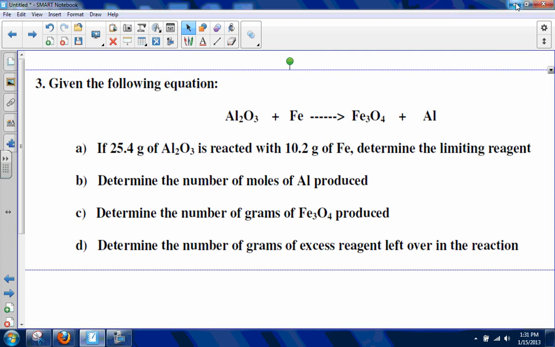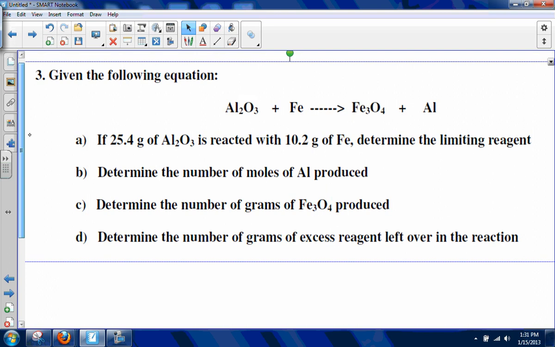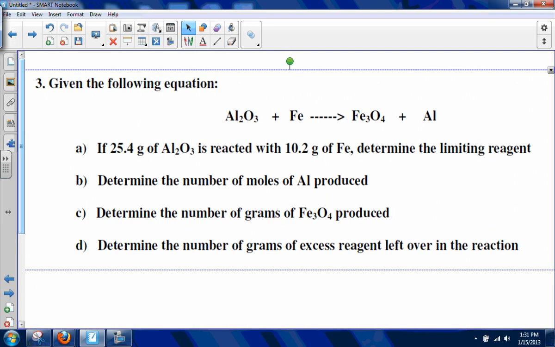On the limiting reagent worksheet. So we're given this chemical equation. First off, is this equation balanced? No, it's not balanced, which means we have to balance it before we can go on to anything else, right? Okay? So we need to write Al, we need to write O, and we need to write Fe.